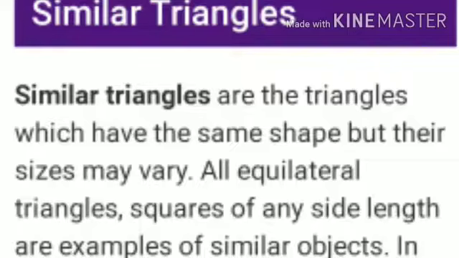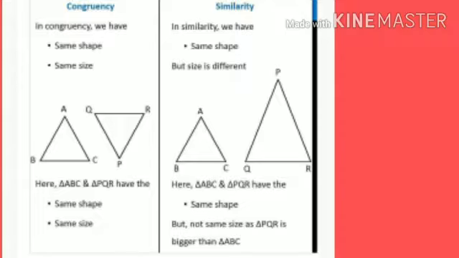Next is similar triangles. Similar triangles are the triangles which have the same shape but their size may vary. That means the triangles having the same shape, we say they are similar. In short, in congruency, we have the same shape and same size. Observe here two triangles ABC and PQR. These two triangles are the same in shape as well as size. So triangle ABC is congruent to triangle PQR. So in congruency, we focus on shape as well as size.